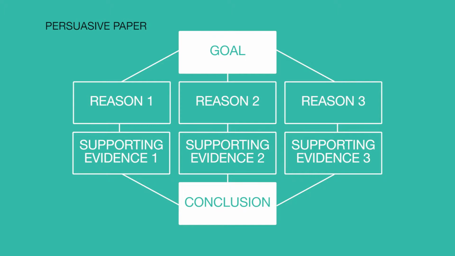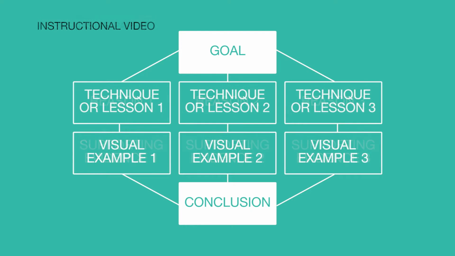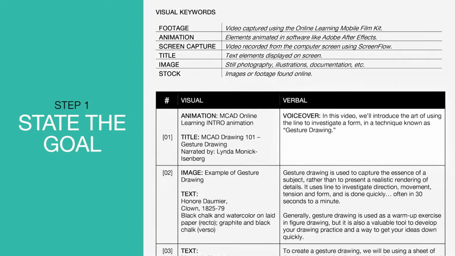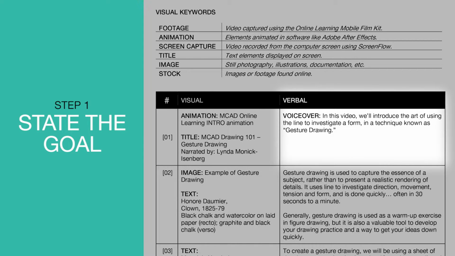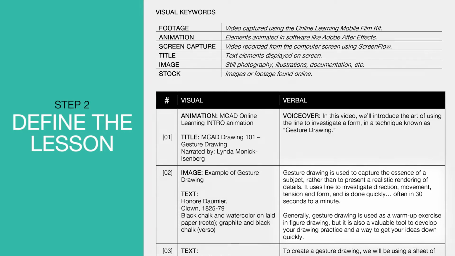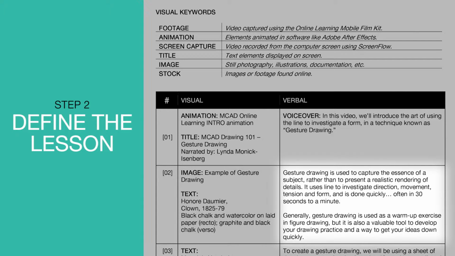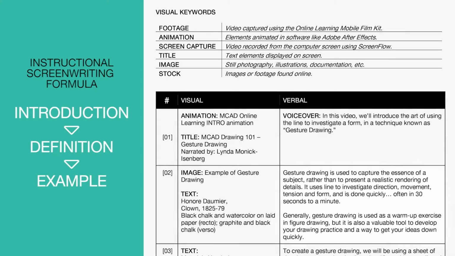Drafting a script for an instructional video is much like drafting a lesson plan or a persuasive paper. We want to clearly and concisely walk our viewer or student through the subject step by step, making sure to give explanations and examples along the way. It's best to begin an instructional video by rephrasing or stating the goal to establish an expectation with the viewers. Next, we'll introduce the lesson, defining any new terminology or ideas. This screenwriting formula of introduction, definition, and example may be all you need for your video to achieve your goal.